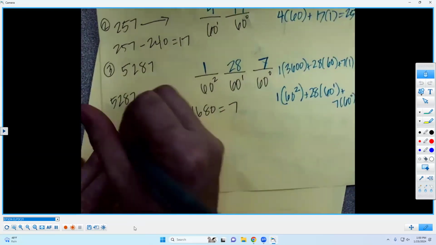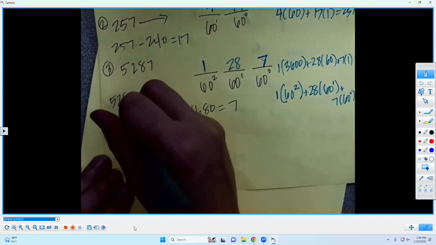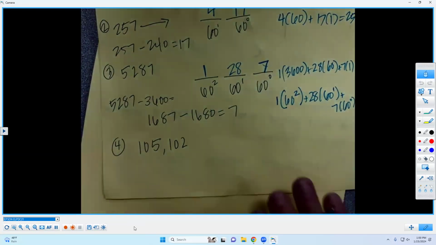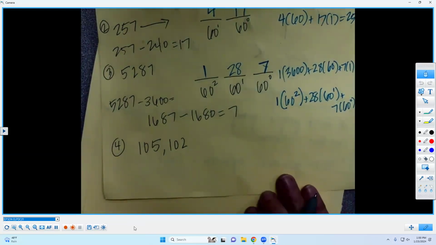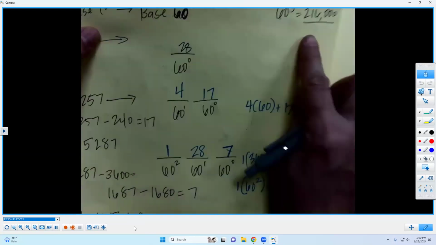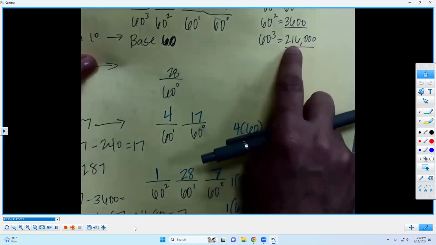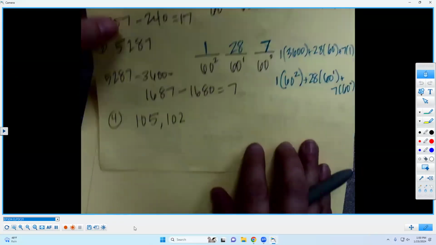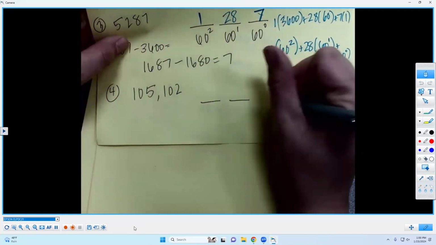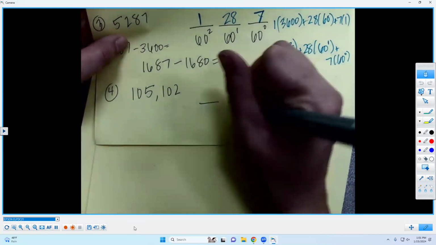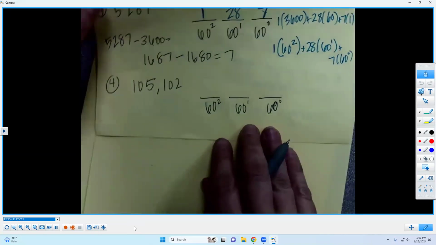Let's do one more bigger than that. Number 4, if we had 105,102. I think you still would go out 3 place values. You still would only go out 3 place values because to have 4 place values, it has to be a number 216,000 or bigger. Everybody agree with that, or does that make sense? So it's still going to be 3 place values: 60 to the 0 power, 60 to the first power, 60 to the second power.